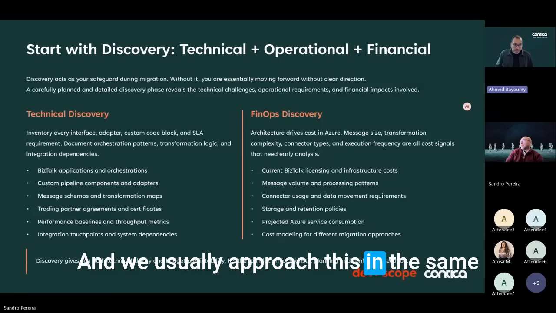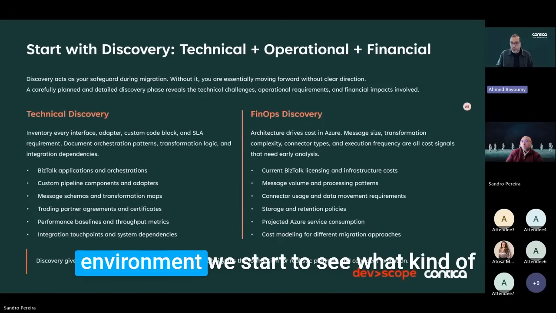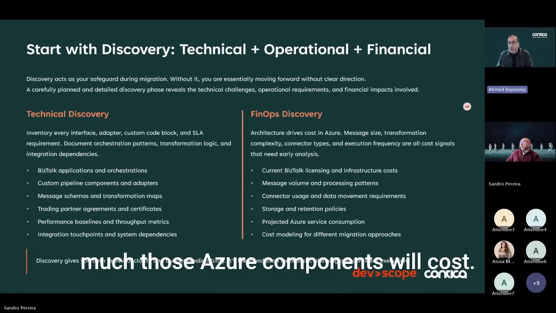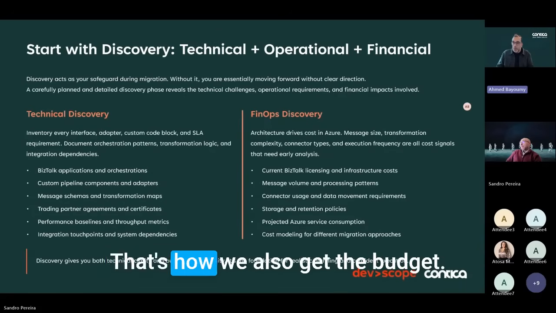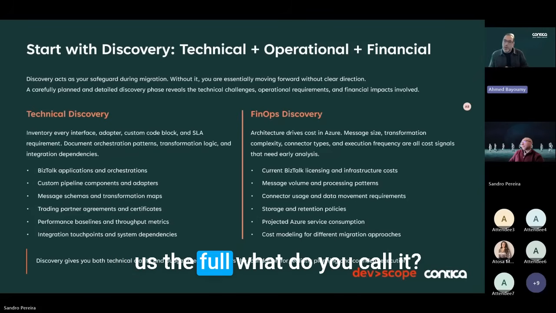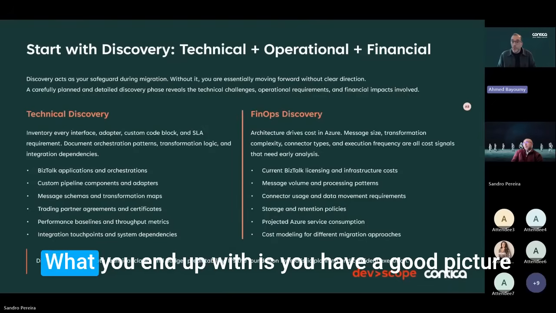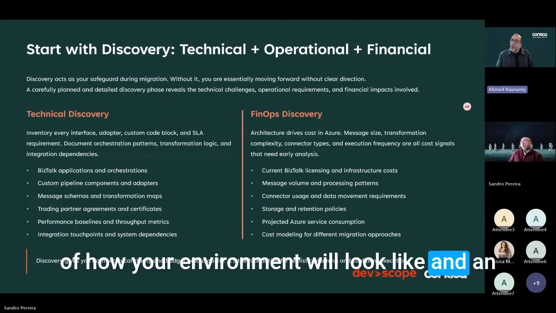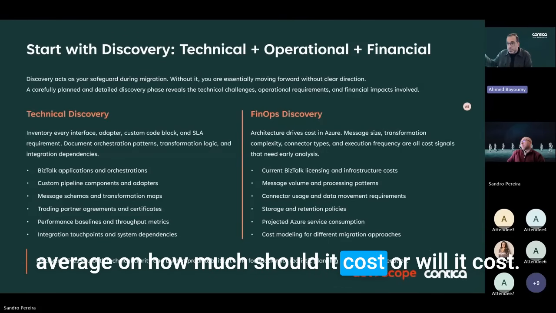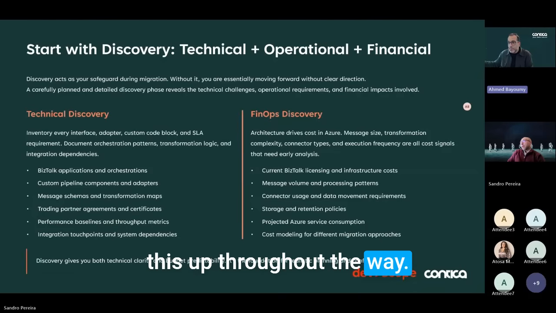And we usually approach this in the same way as we approach the technical. When we go in and start to look into the new environment, we see what kind of Azure components are needed and how much those Azure components will cost. That's how we also get the budget. So the technical discovery gives us the prerequisites for this FinOps discovery. What you end up with is a good picture of how your environment will look, and an average of how much it will cost. And you keep following this up throughout the way.